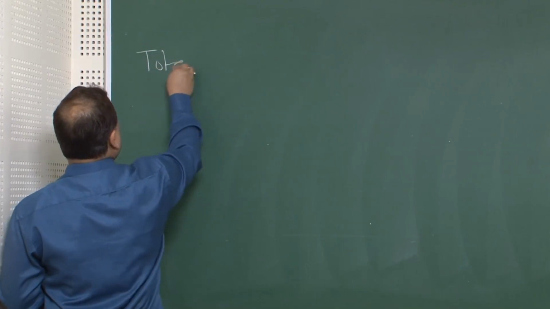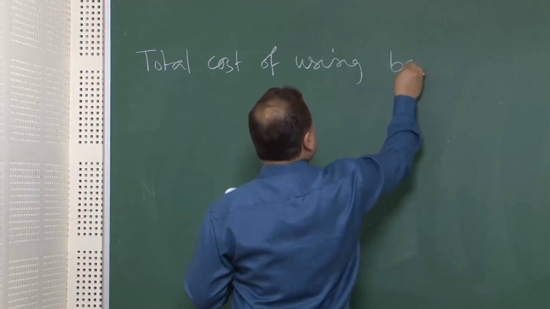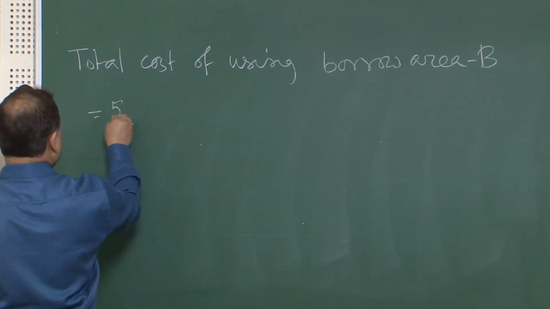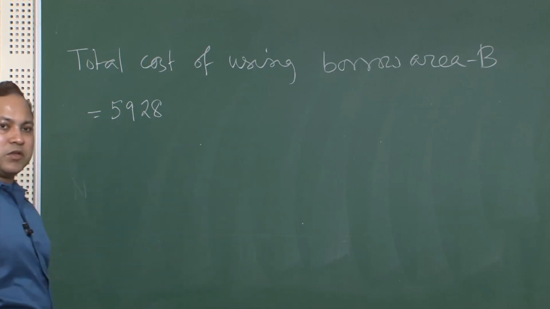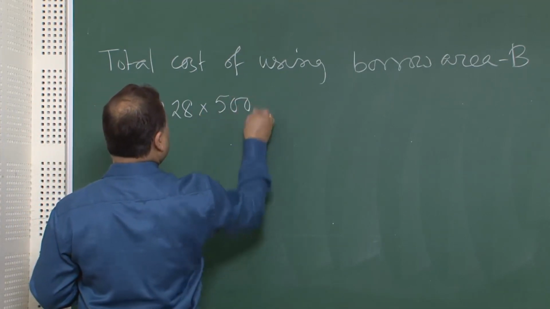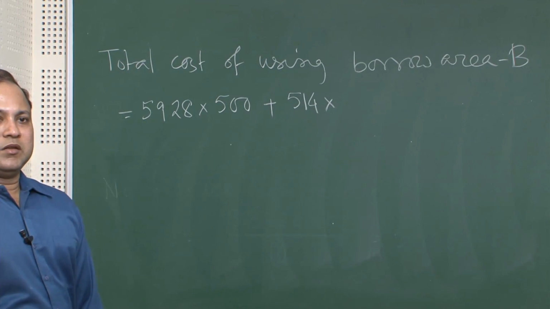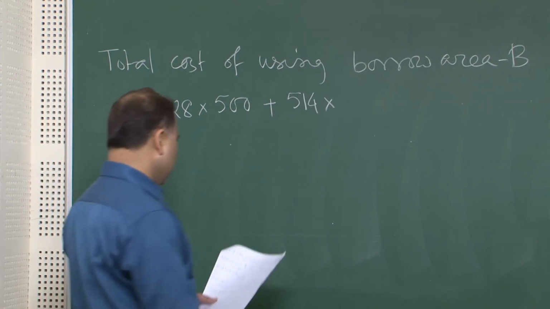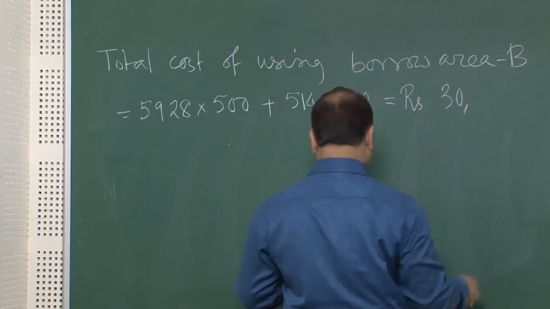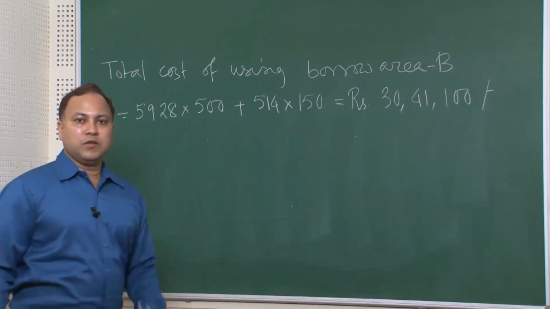So the total cost of using borrow area B comes to 5928 trips to transport the soil, including excavation, transportation and compaction, into 500, that is the rate, plus 514, the number of trips required to transport the water, into the rate of 150, which will come to around rupees 30 lakhs 41,100. Okay. So therefore, which one is economical?